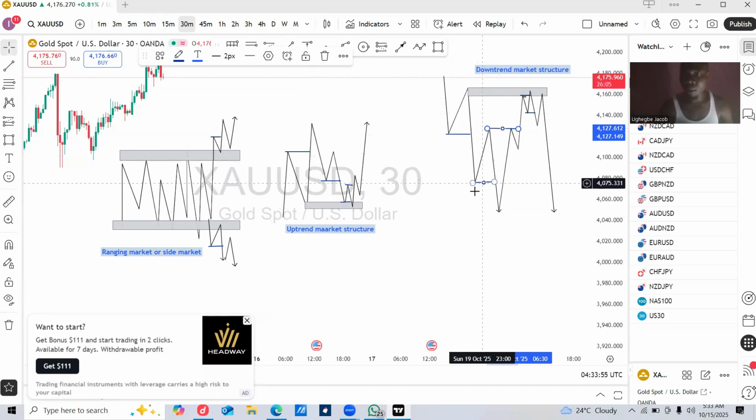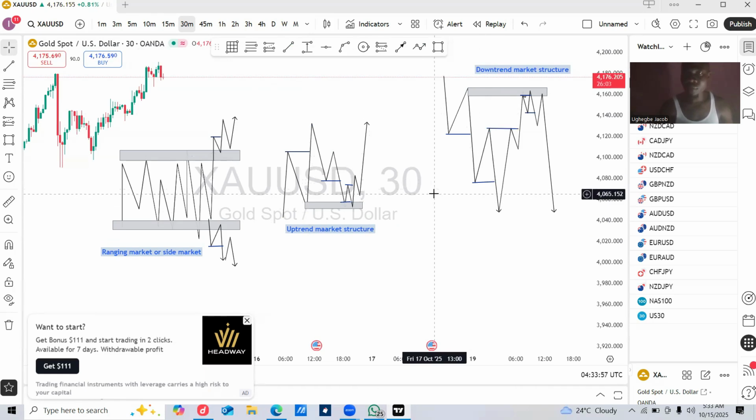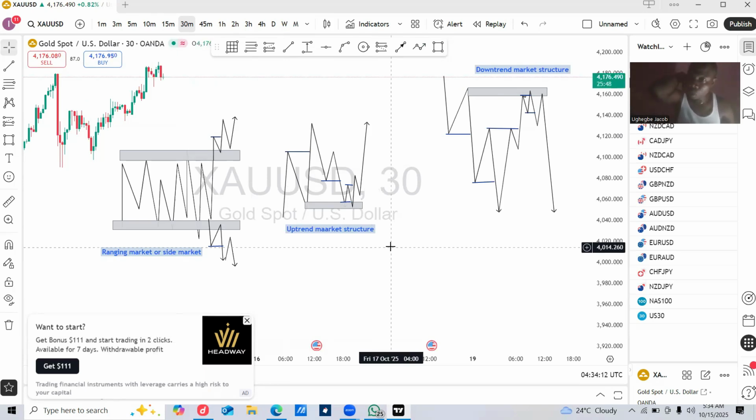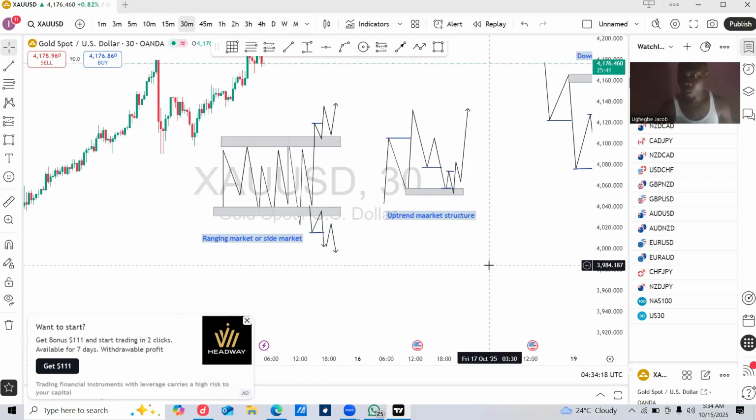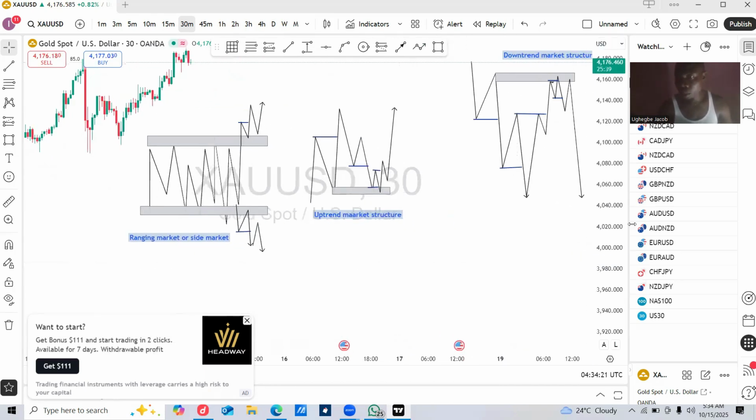So these are the three markets that we have in the forex market. We have uptrend, downtrend, and the ranging market. So I will take one or two examples in a live chart. Let's go to the chart and see some of the examples in the market.